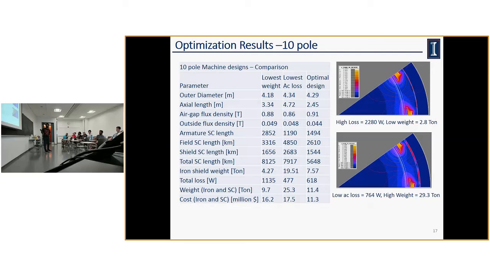One of the reasons is the nonlinearity we have here in the iron region, and we are looking at very high field. So we go to a finite element method and then get the result. It's nonlinear, so I cannot model it using equations. That's one of the reasons we are using genetic algorithm.